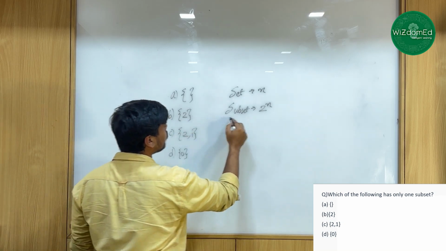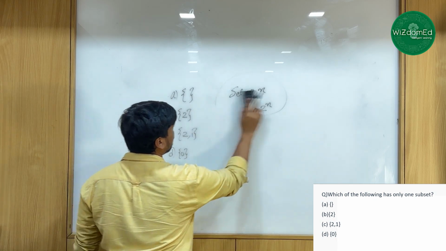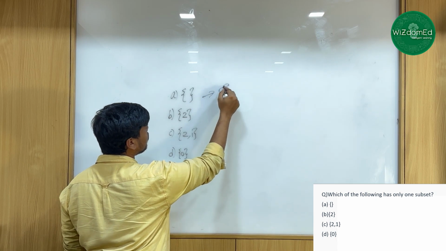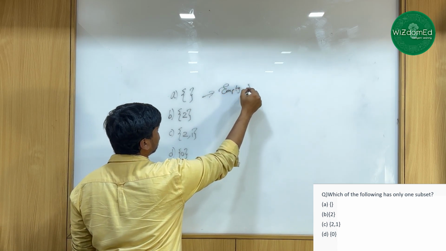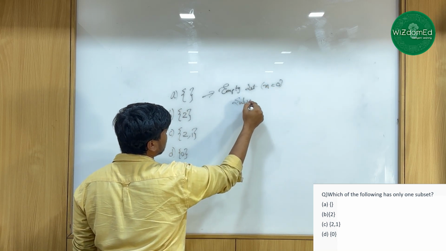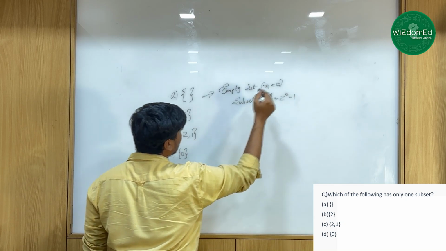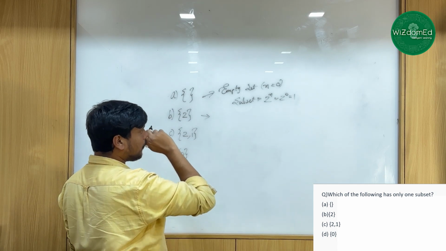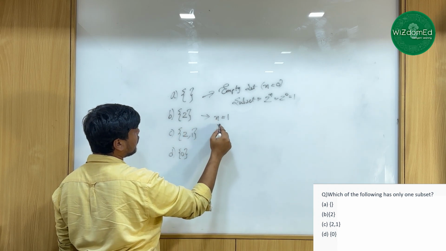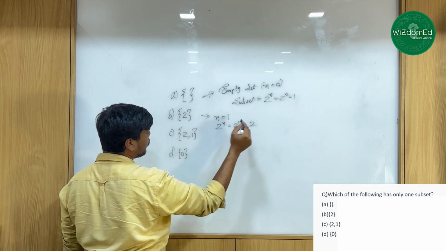Now, we'll use this rule to identify which one has one subset. If we take a look at the first option, this one is an empty set. So how many elements? 0 elements. What do we get? The number of subsets is 2 power n, which will give us 2 power 0, which is equal to 1. If we take a look here, how many elements does it have? Only one element here. The number of subsets is 2 power 1, which is equal to 2.